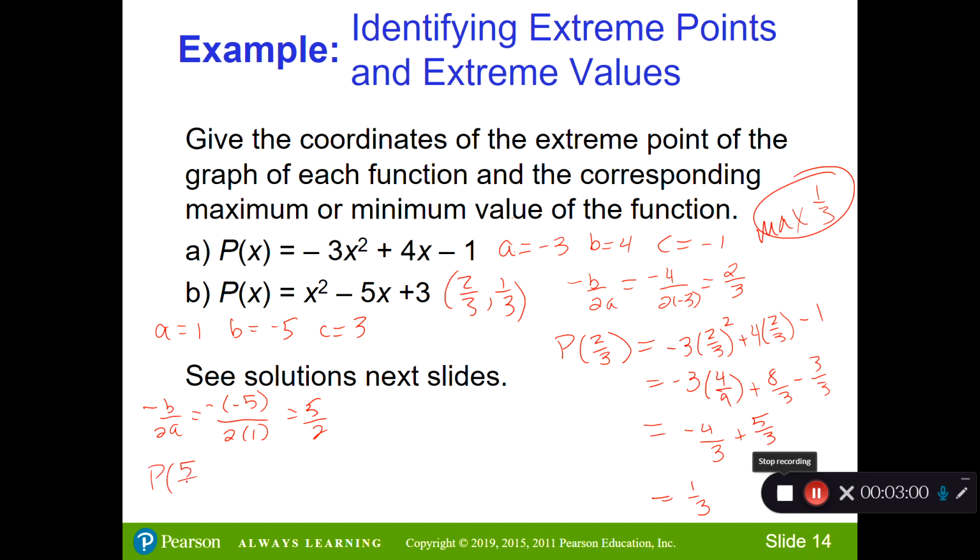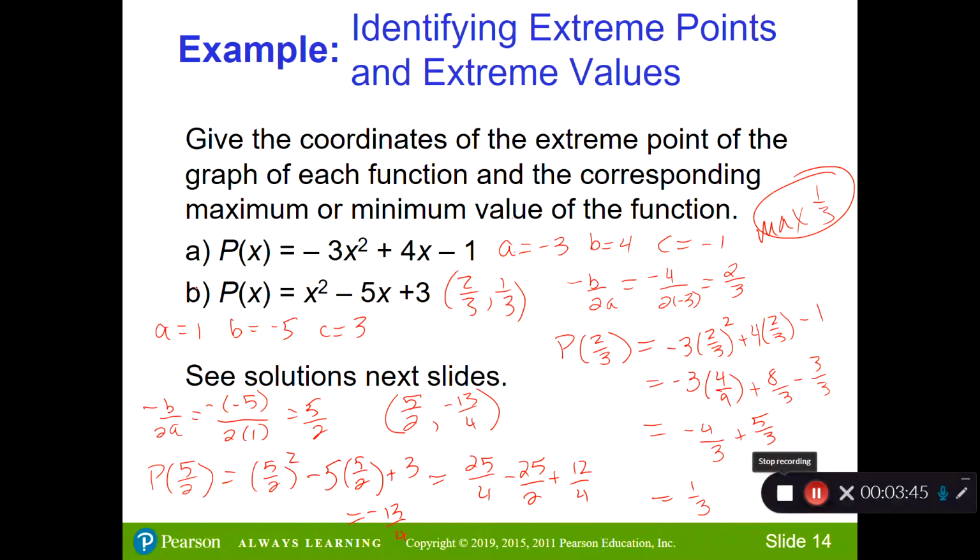P of 5/2 would be 5/2 squared minus 5 times 5/2 plus 3. So this would be 25/4 minus 25/2 plus 3, which is 12/4. Okay, so this would be negative 50/4 plus 25/4 would be negative 25/4, plus 12/4 would be negative 13/4. Okay, so my point is at 5/2 for the x, and the y is negative 13/4.